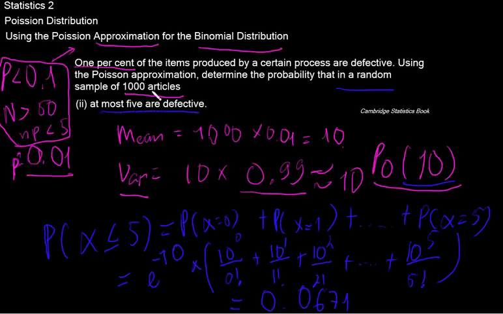So here is one of the cases where the probability was so low that the mean and the variance are similar, so that we can use the Poisson approximation to calculate the probabilities for a binomial distribution.